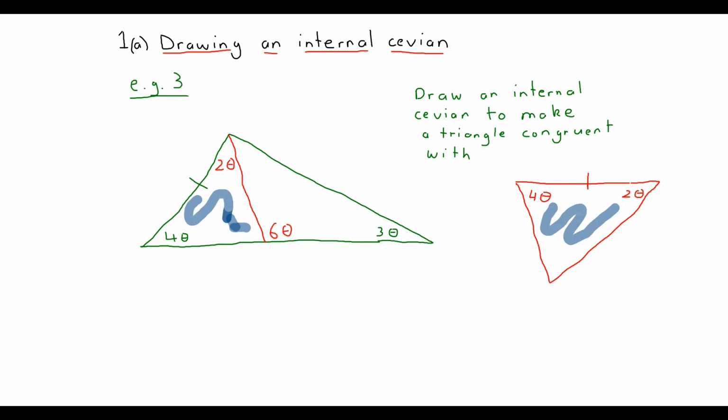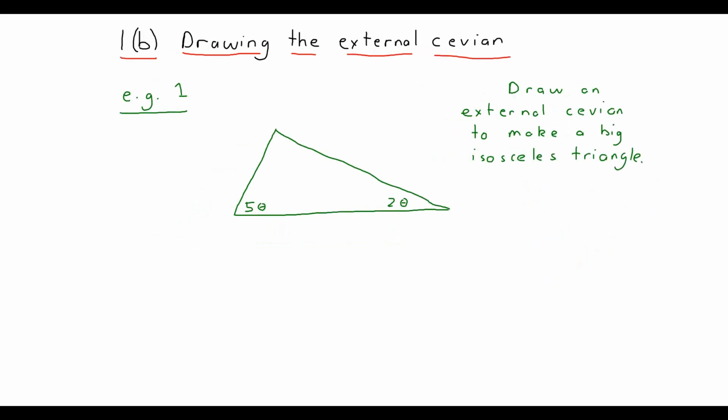Okay, next one. We're going to draw an external Cevian now. That means we're going to put the Cevian on the outside. So draw an external Cevian to make a big isosceles triangle, and this one's actually a nice easy one. So what we're going to do is just extend this side out here for however long it needs to extend out for.